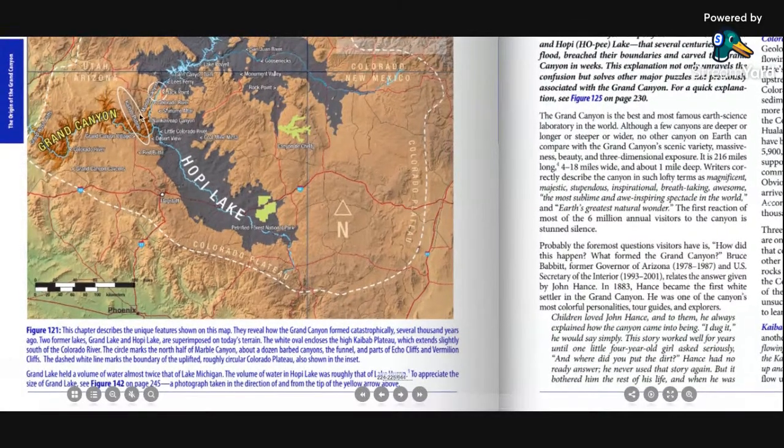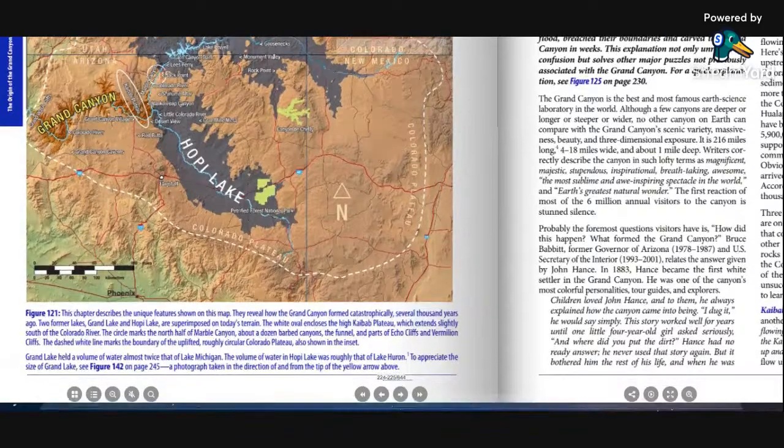The white oval, okay, right there, Colorado Plateau. The circle marks the north half of the Marble Canyon. Okay. About a dozen barbed canyons, the funnel, and parts of Echo Cliffs and Vermilion Cliffs. The dashed white line marks the boundary of the uplifted, roughly circular Colorado Plateau, also in the inset.